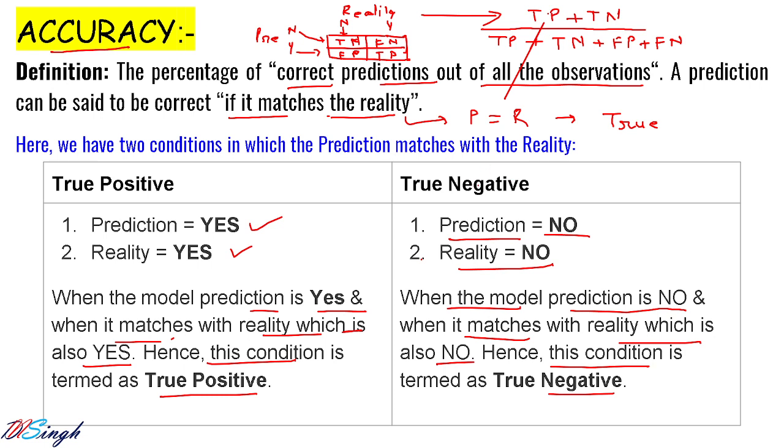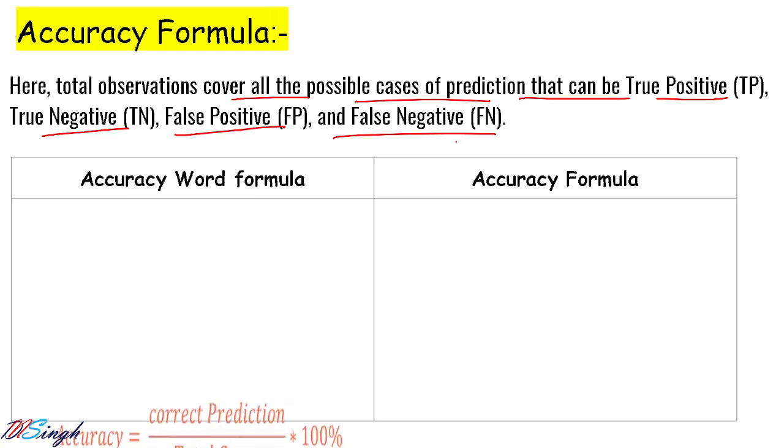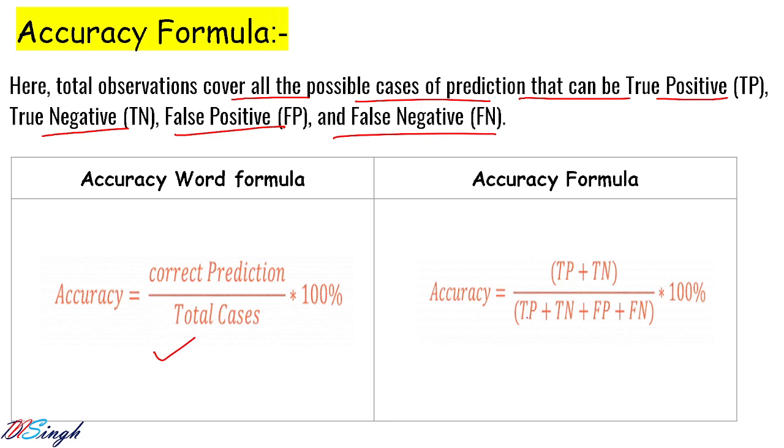Let us move ahead to the next slide that says the accuracy formula. Hence, the total observation covers all possible cases of prediction that can be true positive, true negative, false positive, and false negative. That comes in the denominator. Correct prediction out of total cases, and that may be represented as TP plus TN upon TP plus TN plus FP plus FN multiplied by 100 will give the answer in percentage. You might multiply or might not multiply, both are correct.